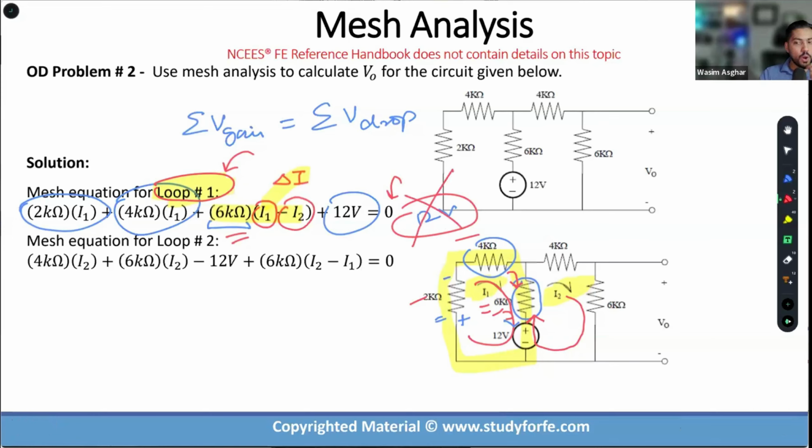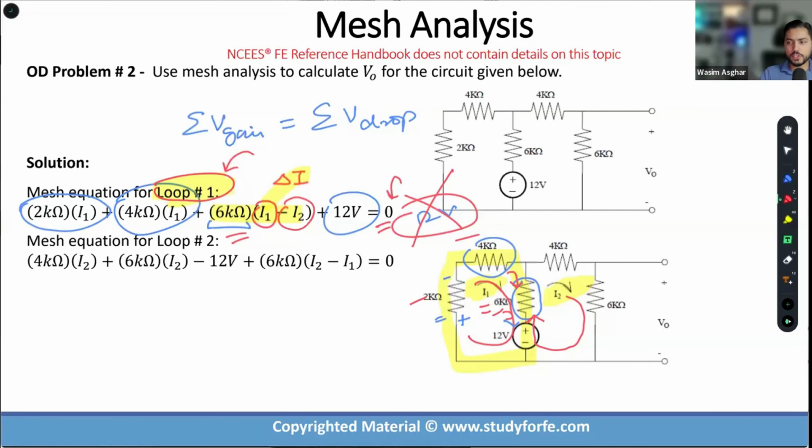Wrong. All of these voltage changes for loop number one are in fact voltage drops. There is no single voltage gain here. Does it make sense? So these are the fine mistakes that students end up making.